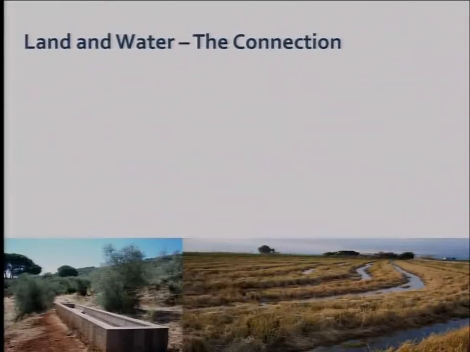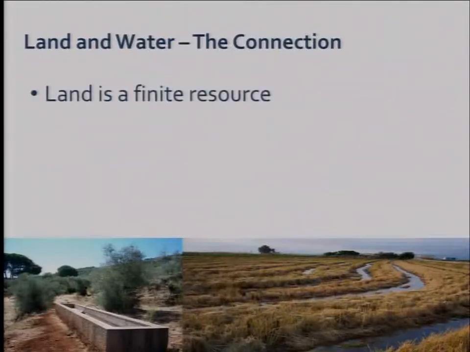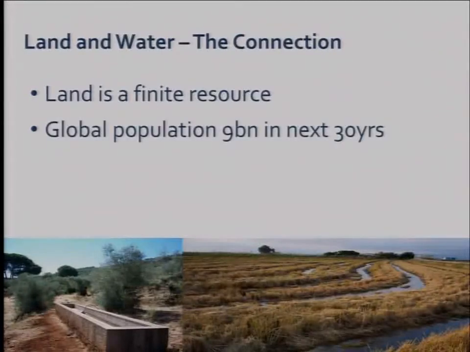So a bit about the why. Why do Rivers Trusts exist? This is about the connection between what we do with land and land use and what happens to the water that flows through it and runs down through a river catchment and into our rivers. So land is obviously a finite resource. This country in particular has very little land for the population. Global populations are only set to increase.